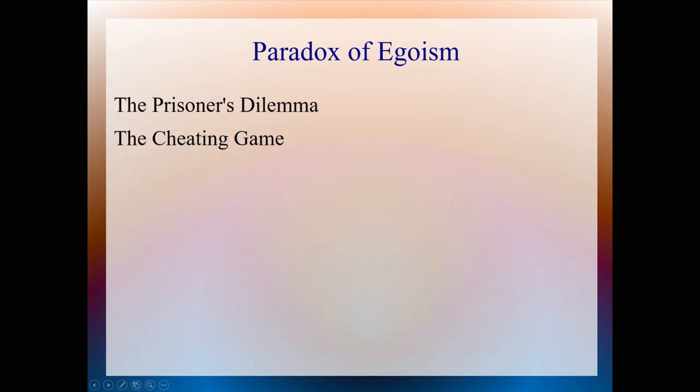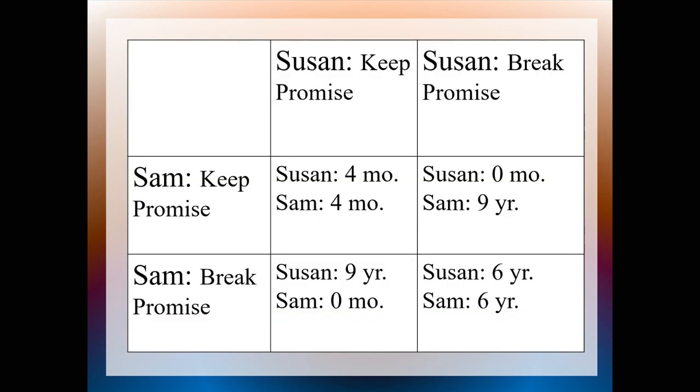Now we're going to look at a couple of paradoxes of egoism. We're going to look at something called the prisoner's dilemma, and then we're going to look at the cheating game. If you've heard of these, they may sound somewhat familiar. If you've never heard of these, then this is a brief introduction. Okay, so the first here is the prisoner's dilemma.